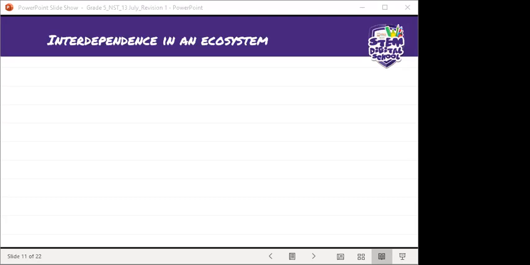As you guys can follow in your textbooks, the next subtopic just after habitats is interdependence in an ecosystem. And I want to know from you guys what an ecosystem is before we look at interdependence in an ecosystem. What is an ecosystem?